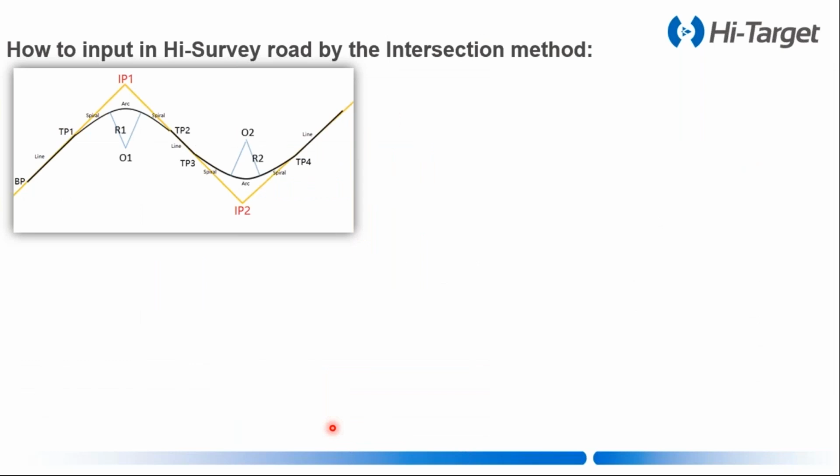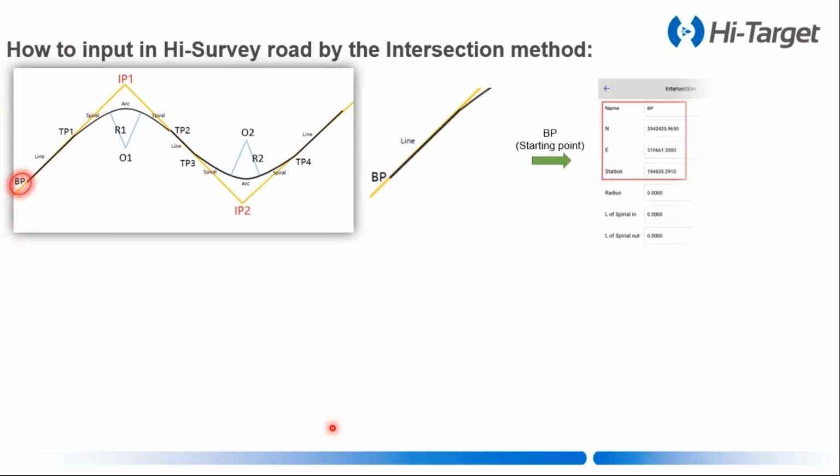Let's see how to input the parameters. In this demo road, the first step is to input the starting point. Here is the BP. For the starting point, we only need to input the northern and eastern coordinates, and also the station of this starting point.